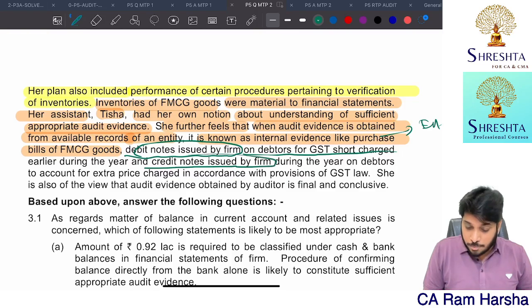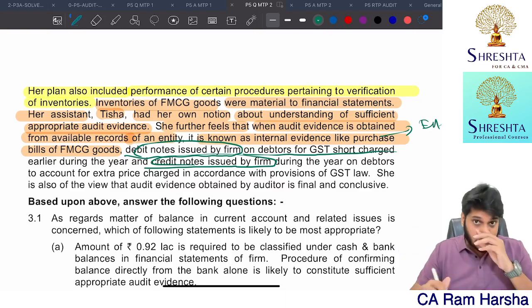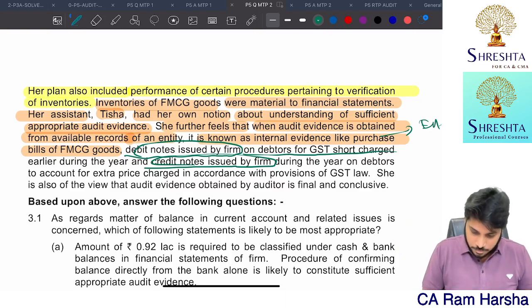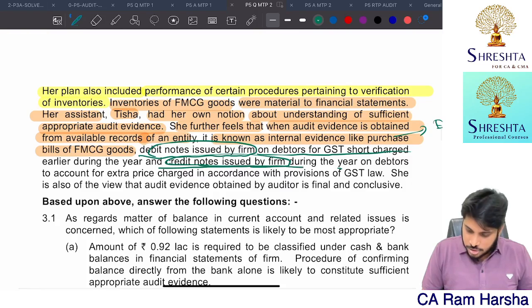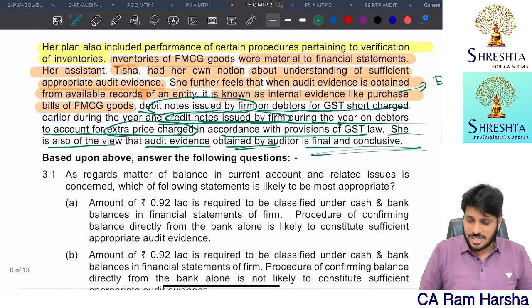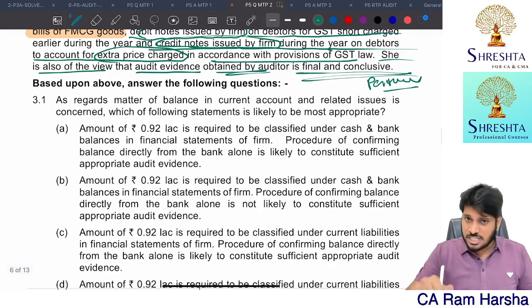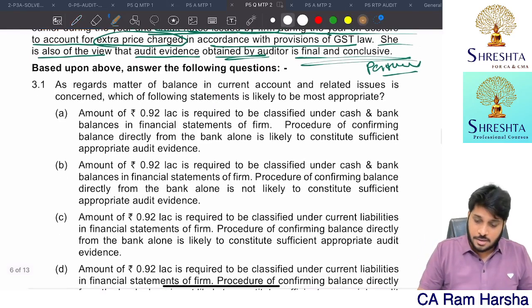And credit notes issued by the firm. We issued credit notes, which we prepared and issued. That's an internal evidence. But purchase bills are not internal evidence. Credit notes issued by the firm on debtors to the extent of extra price charged in respect of GST law. She is also of the view that audit evidence obtained by auditor is final and conclusive. No, the evidence which we obtain is persuasive, convincing. Our evidence is never conclusive. So what she feels, Trisha, is wrong.